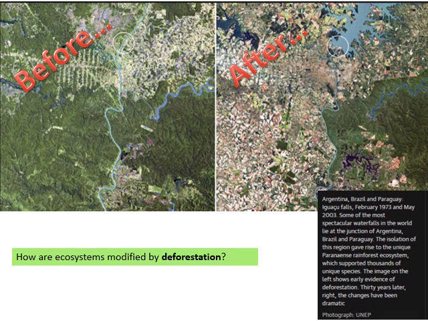And then this is Argentina and Brazil and Paraguay around the Iguacu Falls waterfalls. And again, you can see how humans have changed that landscape through deforestation and building on the land.